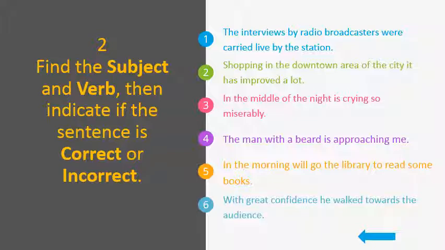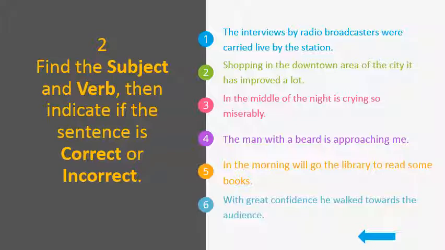Start from the first one. This is only for the example. The interviews by radio broadcasters were carried live by the station. Find the verb. Yes, it is were. Now, can you find any preposition? Yes, by. Remember, preposition is not important. That's why here, by radio broadcasters is only object of preposition and it is not important. It is not noun.